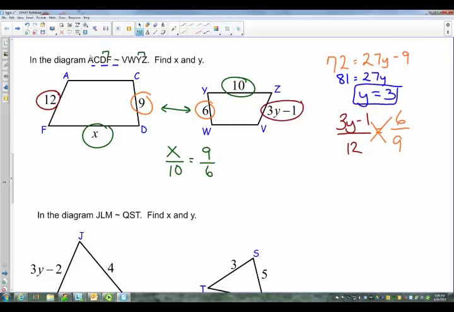From here, you cross multiply. 10 times 9 is 90. 6 times x is 6x. You take your 90, divide that by 6, and it gives you an x value of 15. And there's your x. So x is 15, y is 3, and there are your two solutions.